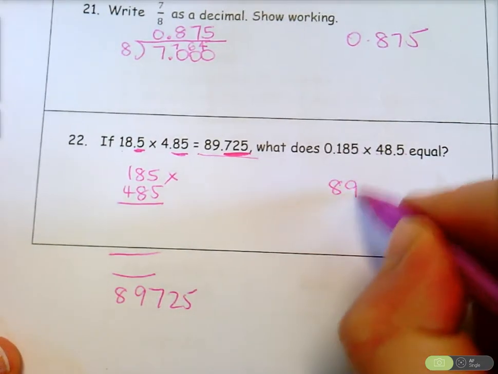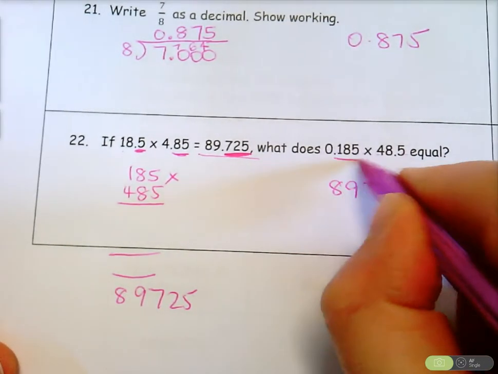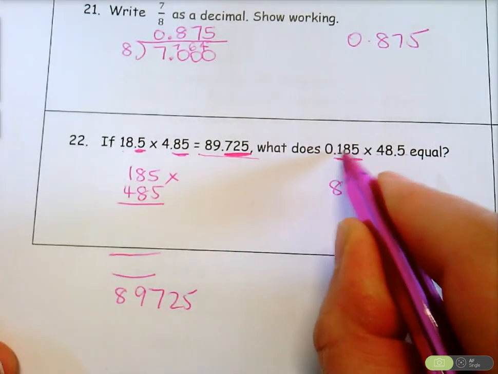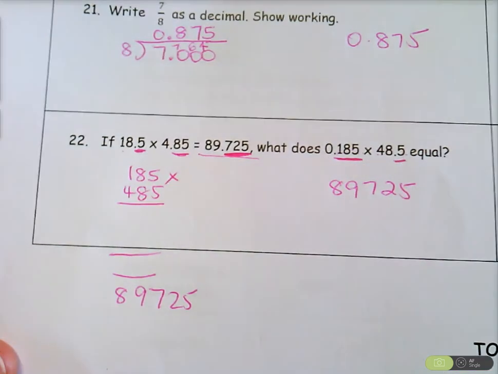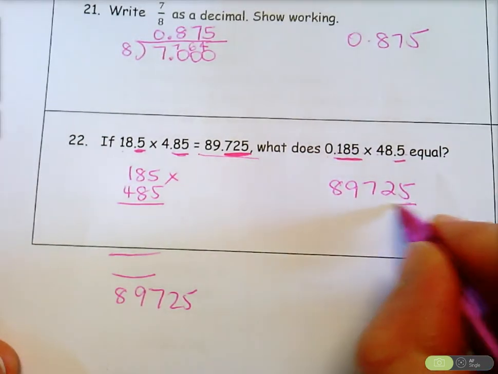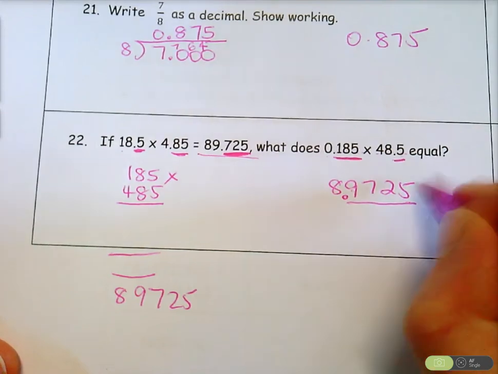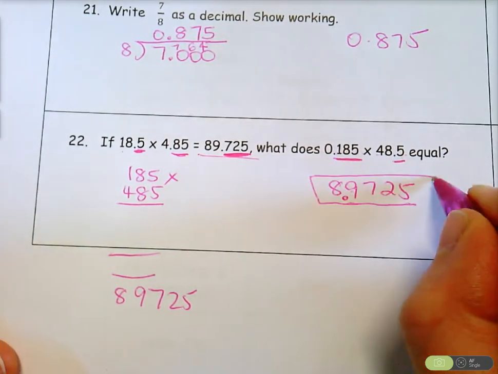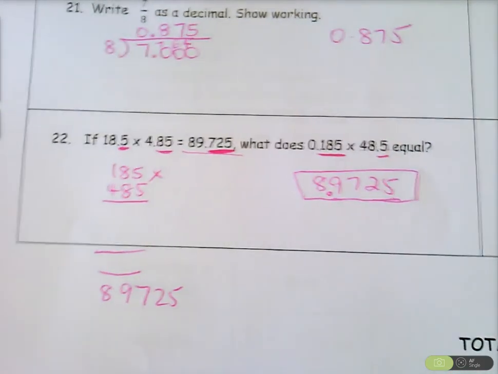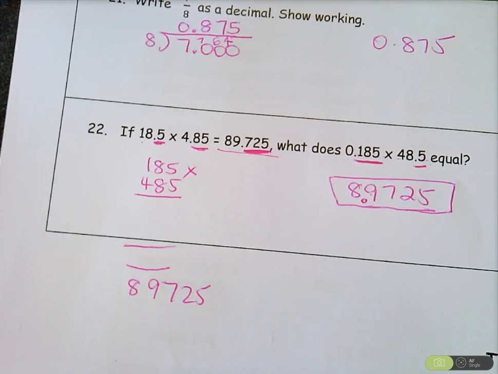Well, that's already done. But we have to count how many digits after the point, and we've got 1, 2, 3, 4 digits after the point. So your answer needs to have 1, 2, 3, 4 digits after the point. So your answer is 8.9725. That's the end of the pretest answers.